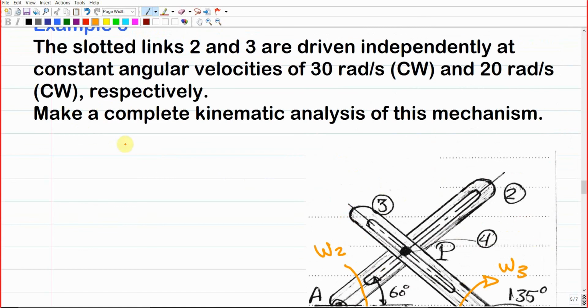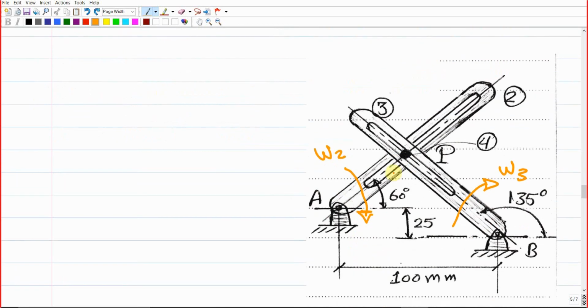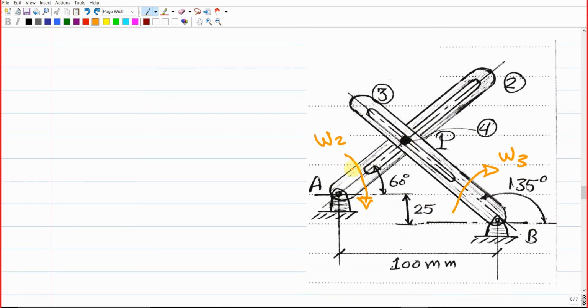Make sense? It is required to make a complete velocity analysis of the mechanism, or you would be required to calculate the velocity or the acceleration of point P, whatever it is. Forget about the requirement, just take the procedure. So what was the first step? It is just to give numbers to the different links. We do have the frame, which is the ground, link 1, and we already have here link 2 and link 3. These are the three links or the three objects that we do have.